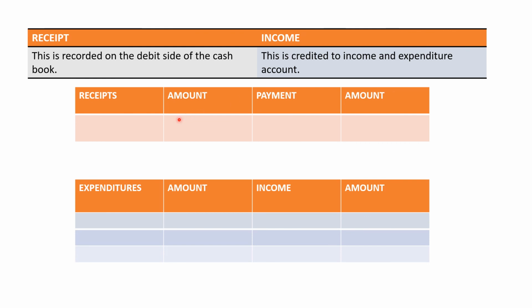Now, the next point is receipt. Where is it recorded? It is recorded on the debit side of the cash book. So here is an example of this cash book. Here you will be recording it, and this is your receipt. Okay. Now, where is income recorded? Income is credited to the income and expenditure account. Here I have given you the specimen of the income and expenditure account, and here is income being recorded.